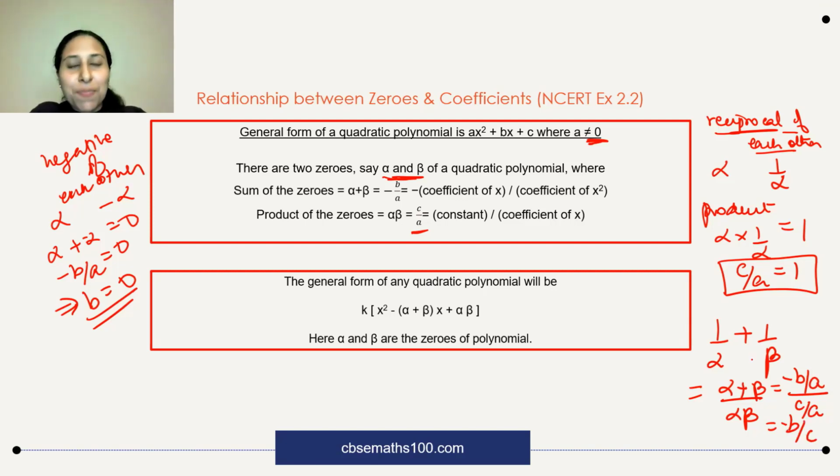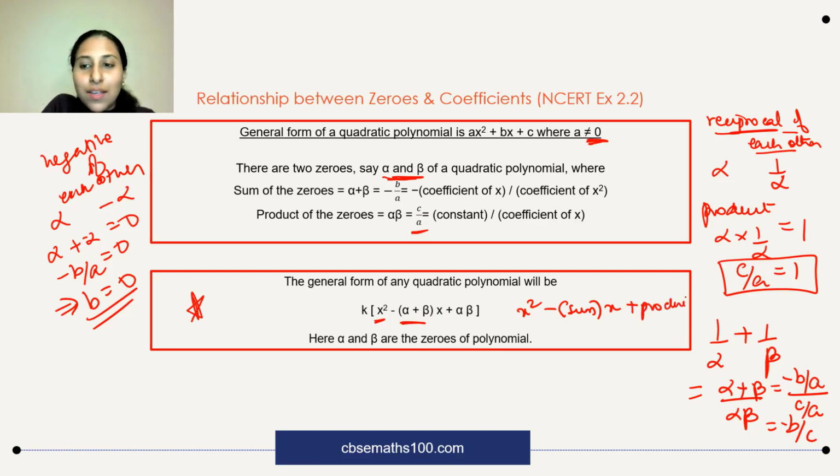If you are getting this expression, the value would be same as negative of x coefficient divided by constant. This is also quite important. Form of any quadratic polynomial will be what type? It is always x square minus sum of zeros into x plus product of zeros. Okay. I want you to remember this. Always any quadratic polynomial will be of this form.